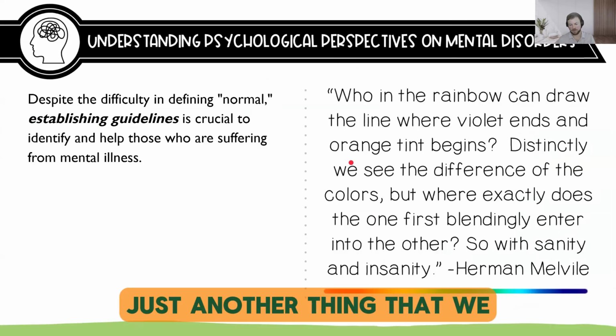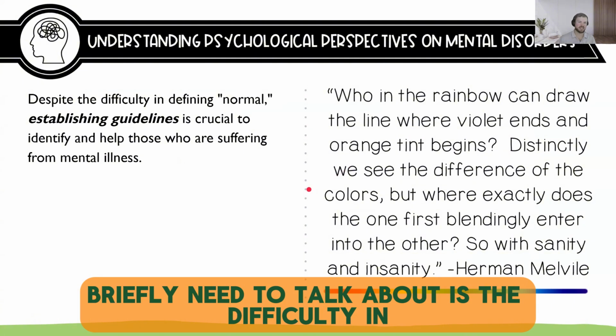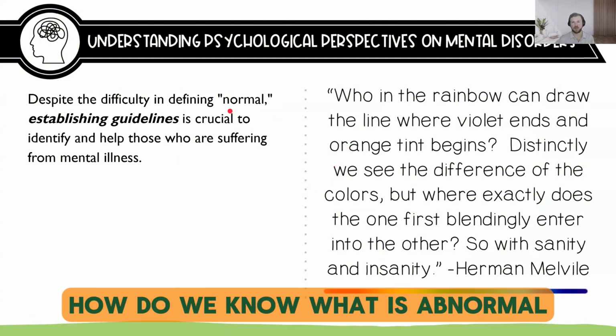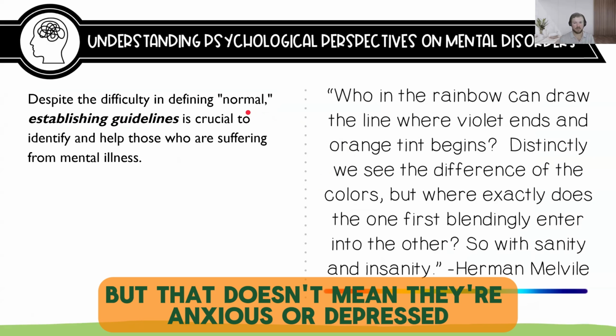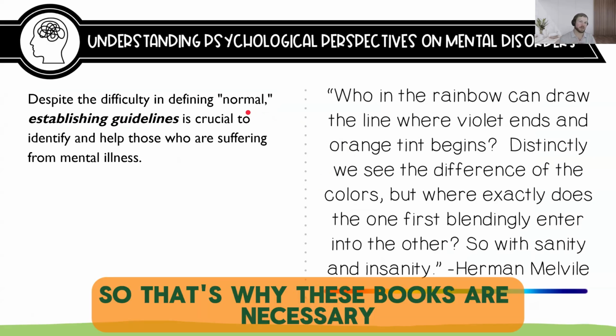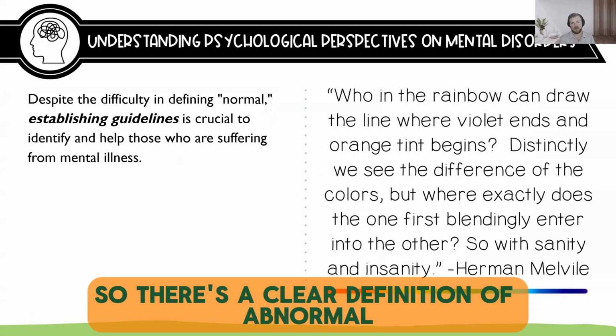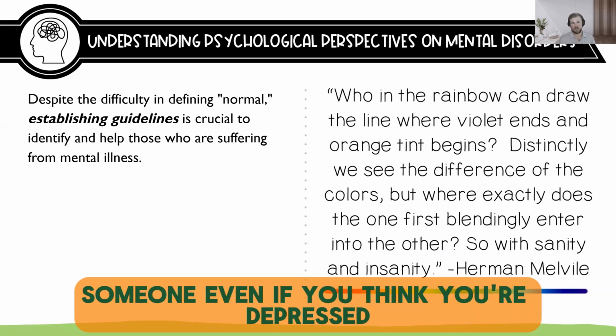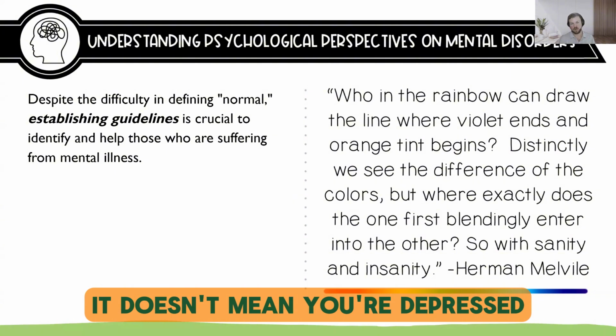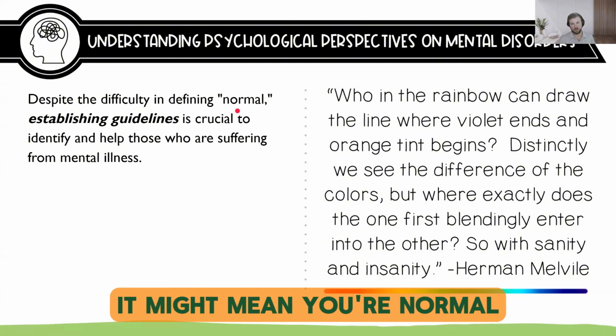Okay, so just another thing that we briefly need to talk about is the difficulty in defining normal. How do we know what is abnormal? Because everyone has anxious thoughts and everyone has depressive thoughts from time to time, but that doesn't mean they're anxious or depressed. So that's why these books are necessary. So there's a clear definition of abnormal, so that clinicians can use it to properly diagnose someone. Even if you think you're depressed, it doesn't mean you're depressed. It might mean you're normal.